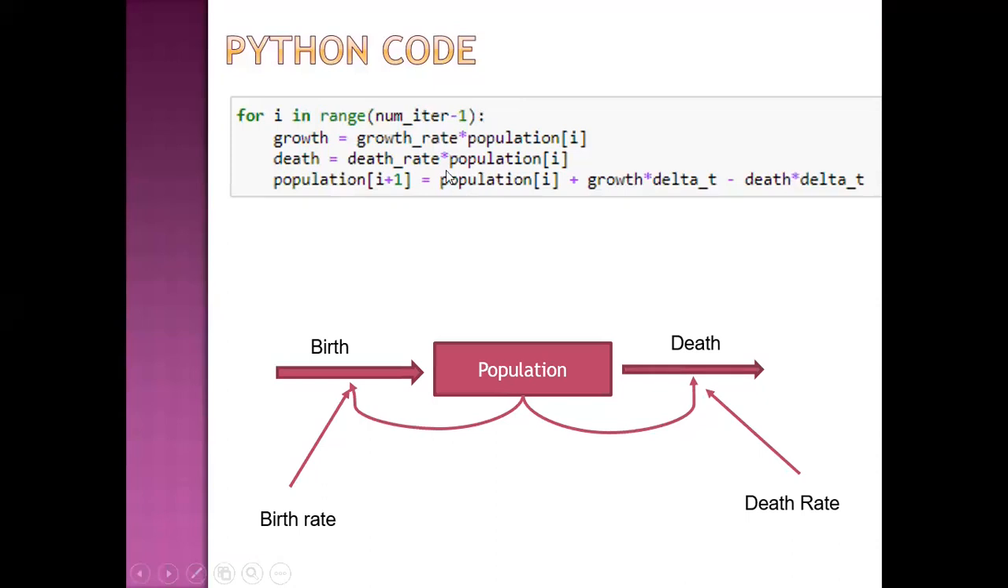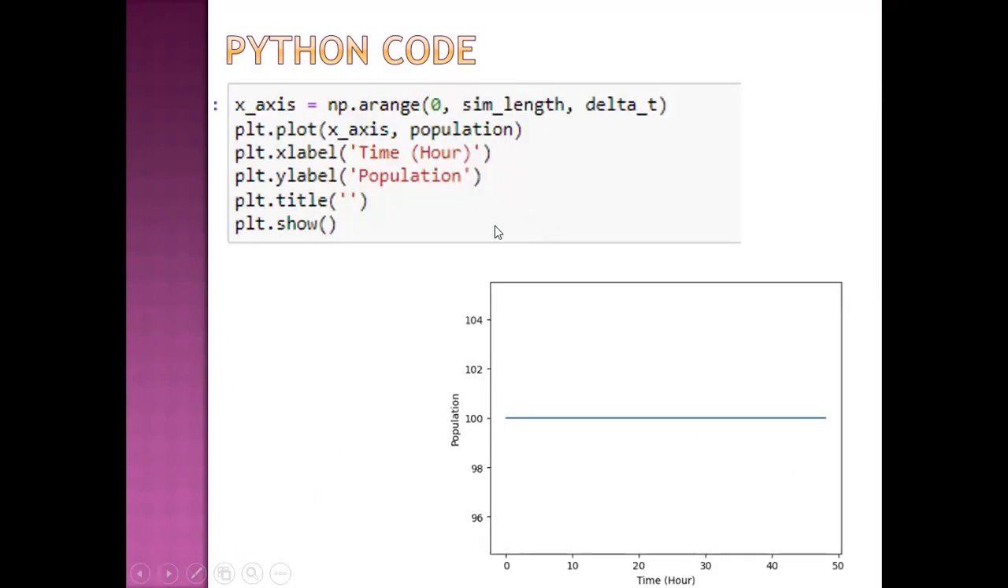Then we start the simulation, and this is the mathematical formula. The growth is equal to the growth rate multiplied by the population present at time i. So it depends on the growth rate as well as the population. And death is equal to the death rate multiplied by the population at time i. So it depends on the death rate as well as the population at a particular time. And the population is equal to population plus growth minus death. So we start the simulation, and after simulation we get a straight line because the death rate and birth rate were the same. So the population started with 100 and it will remain at 100.